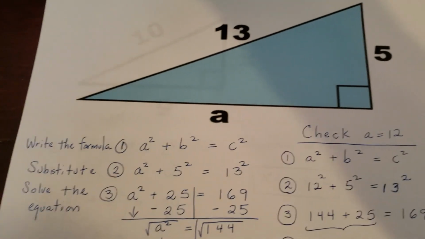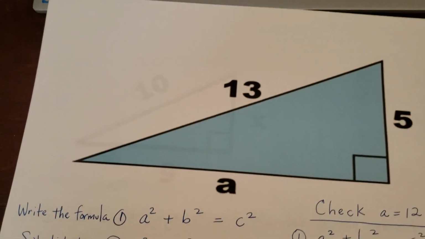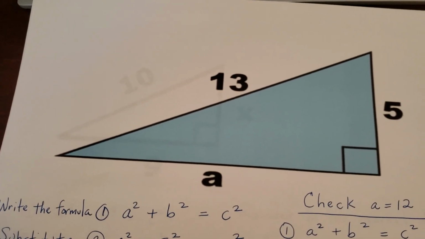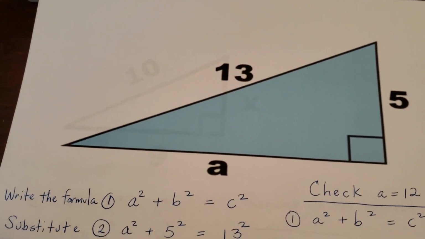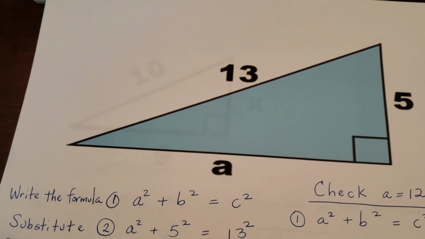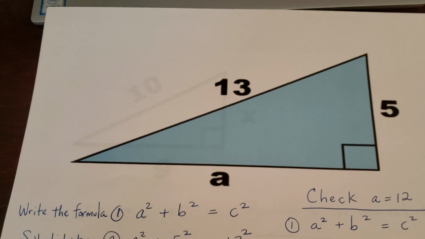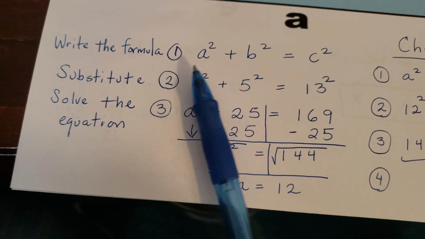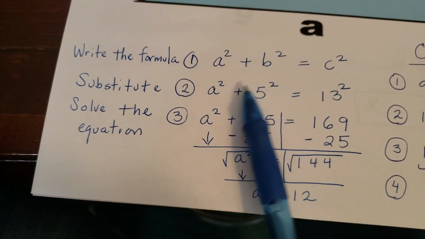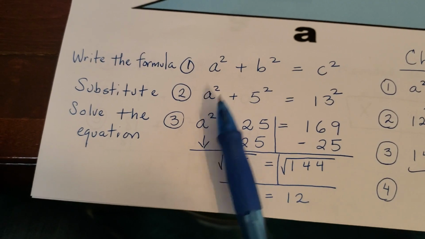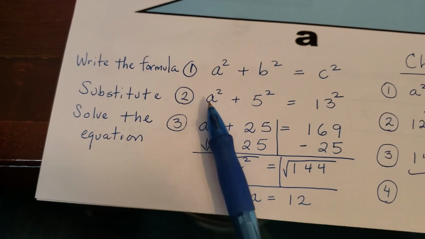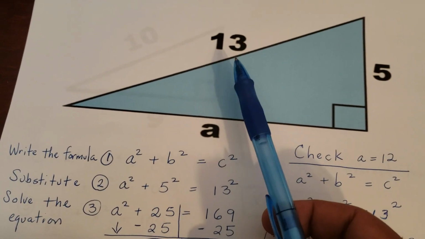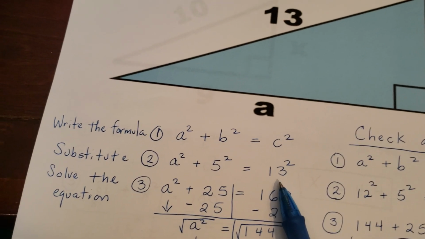So here we have a situation where leg B is missing. No, excuse me, leg A. So let's go through the problem. Same steps. Again, we write the formula: A squared plus B squared equals C squared. By substitution, A squared, because there's no value here for A. B squared, this time the value is 5. And our hypotenuse is 13, which we put here.